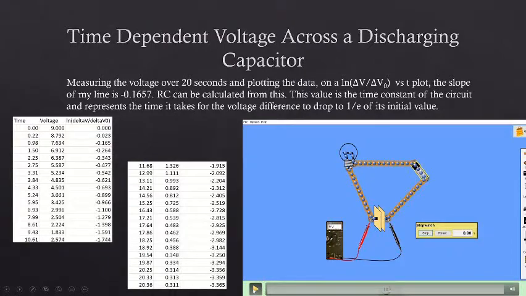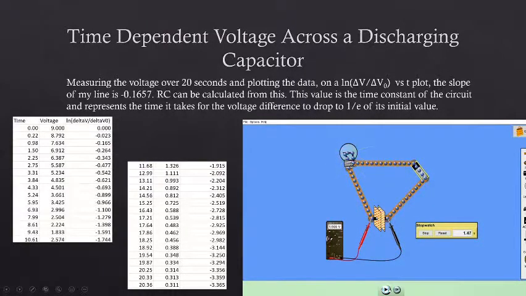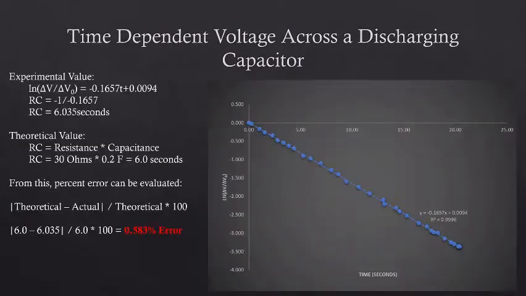Time-dependent voltage across a discharging capacitor. So measuring the voltage over 20 seconds, plot the data on an ln of delta V over delta V naught versus time plot. The slope of my line was negative 0.1657. The value of the constant RC can be calculated from this. This is the time constant of the circuit and represents the time it takes for the voltage difference to drop to 1 over e of its initial value.